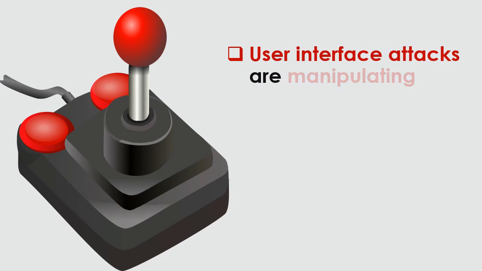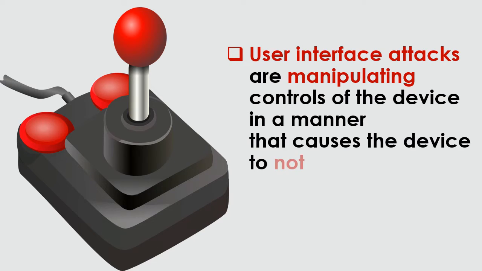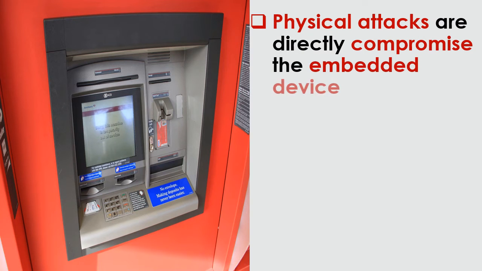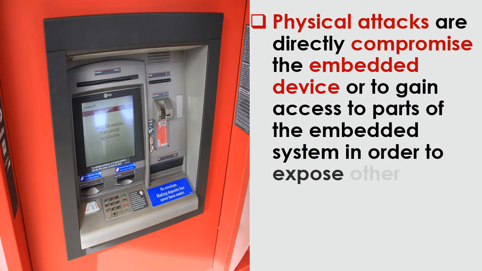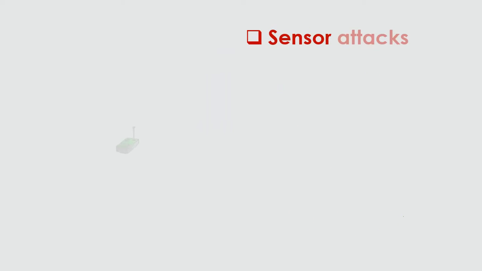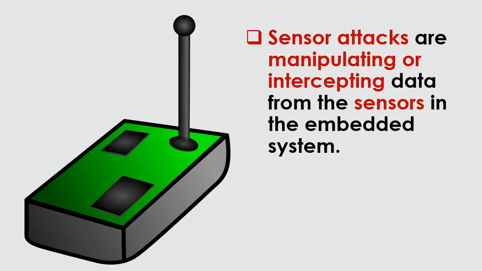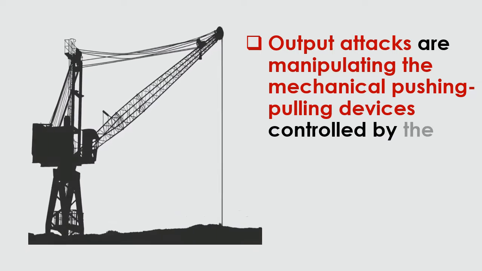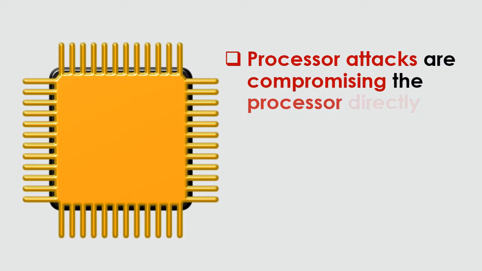User interface attacks are manipulating controls of the device in a manner that causes the device to not work properly. Physical attacks directly compromise the embedded device or gain access to parts of the embedded system in order to expose other attack surfaces. Sensor attacks are manipulating or intercepting data from the sensors in the embedded system. Output attacks are manipulating the mechanical pushing-pulling devices controlled by the embedded system to bypass the controls. Processor attacks are compromising the processor directly.